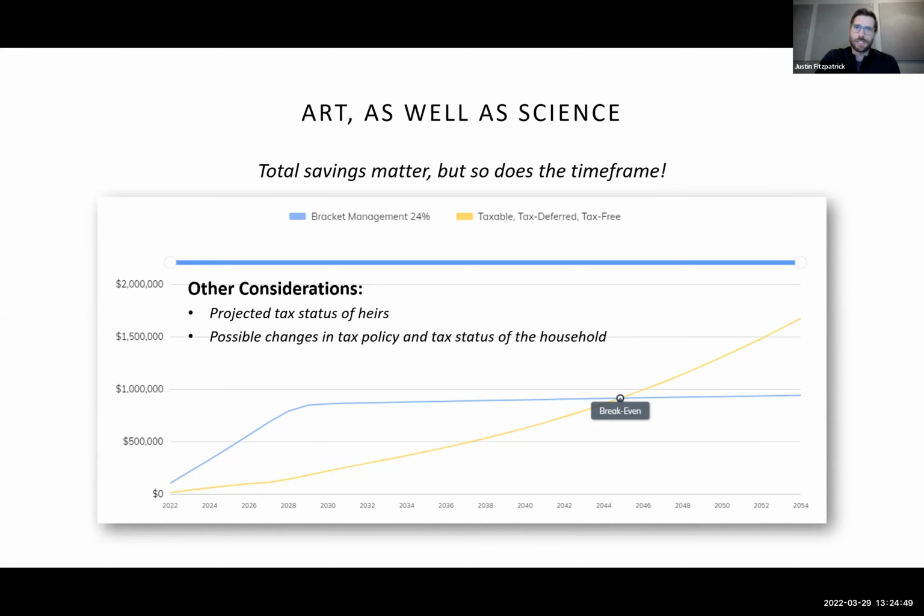And if they're worried about changes in tax policy, maybe they have strong opinions about taxes being higher in the future. This break-even could be earlier.